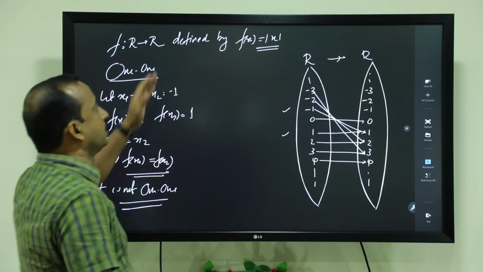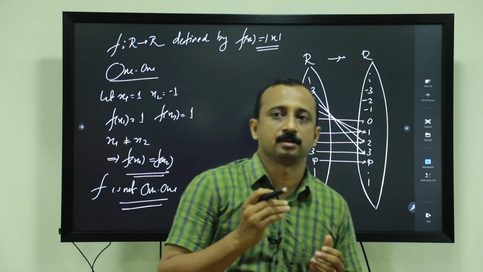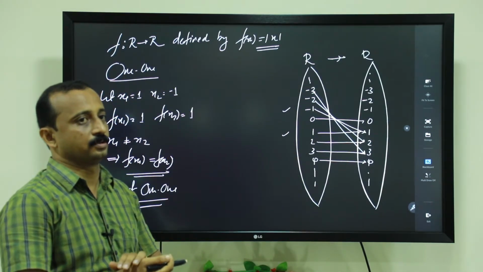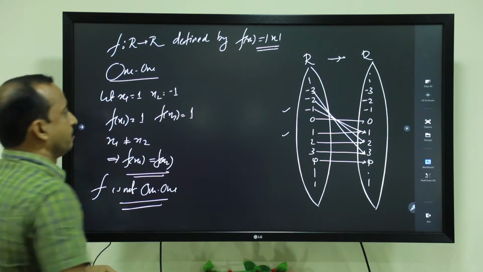Here we have to check whether the function f from R to R defined by f of x equal to mod x is one-one or onto. First of all, we get the answer that f is not one-one.